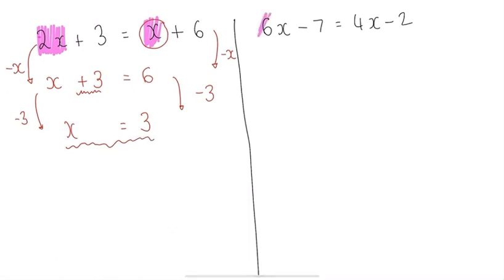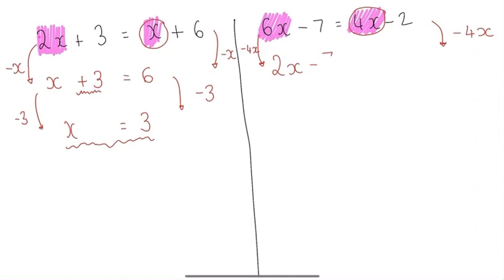Again, we've got to highlight the values of unknowns, our x's, and then identify the smallest value. Out of 6x and 4x, 4x is the smallest. So we're going to get rid of our smallest value of x from both sides. To get rid of the 4x, because it's positive, we're going to take it away from both sides. 6x take away 4x leaves me with 2x. We've still got that negative 7 there because we can't collect them, as they're not like terms. We've gotten rid of that 4x there, so we've just got minus 2.